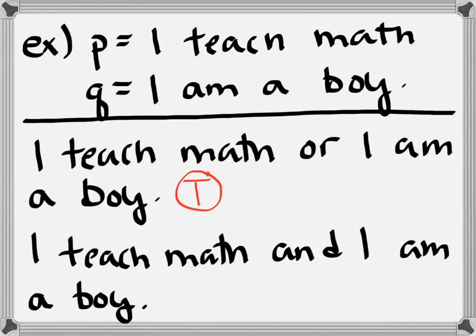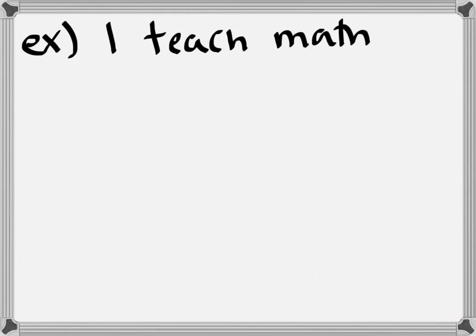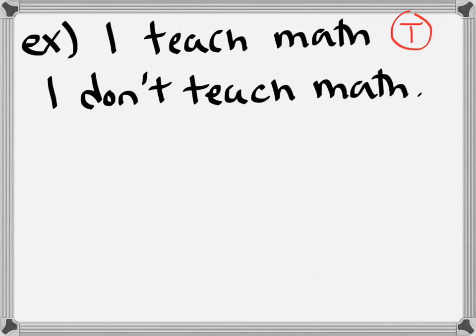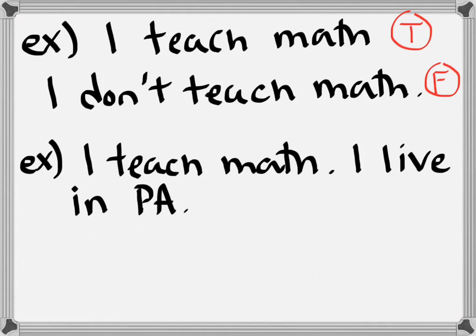This is different than if I were to say "I teach math and I am a boy." If I were to tell you that phrase, I would be lying to you. So we want to associate false statements with lies. Alright. So I have the statement "I teach math." The negation of that is "I don't teach math." So that would be false.